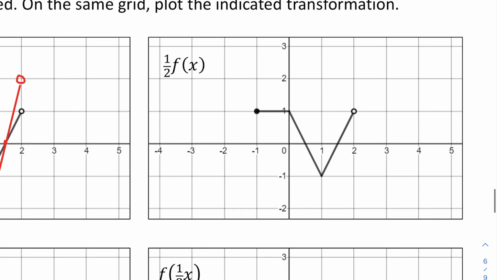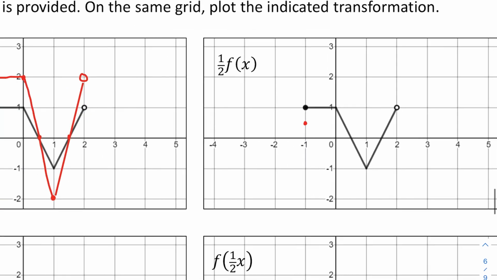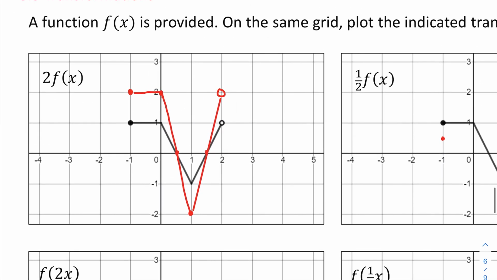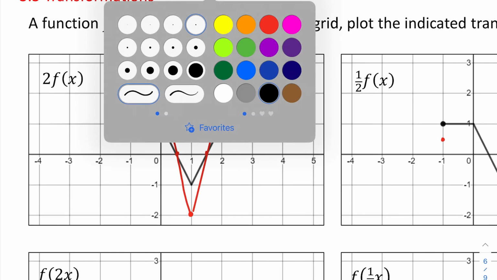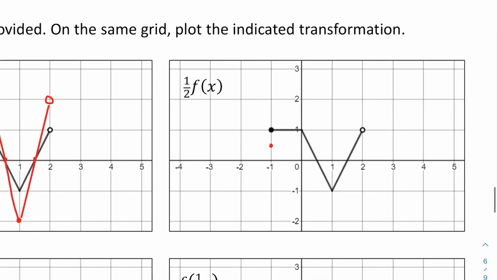Here's a vertical compression by a factor of 1/2. So this point here will be right there. Let me write this down as well. I forgot I should be doing this. Multiplying by 2 is a vertical stretch by 2. Multiplying by 1/2 is, I'm calling this a vertical compression, is the word I use for this case, by 1/2.